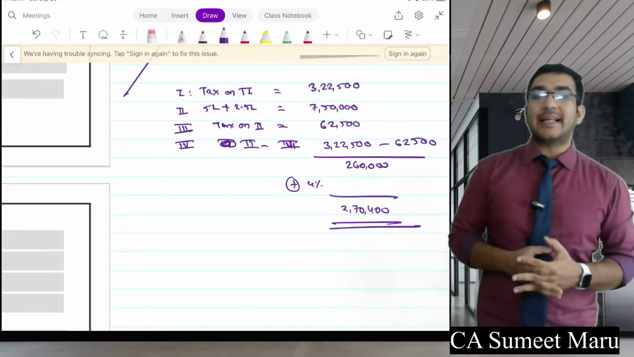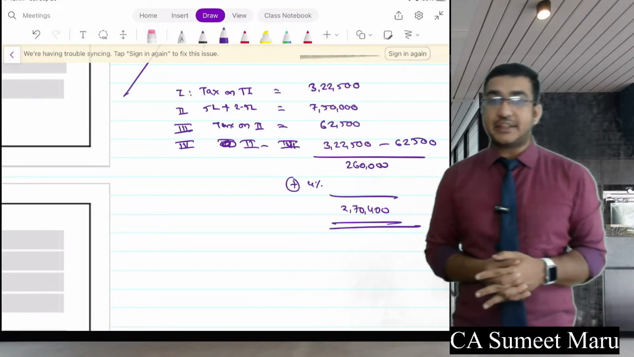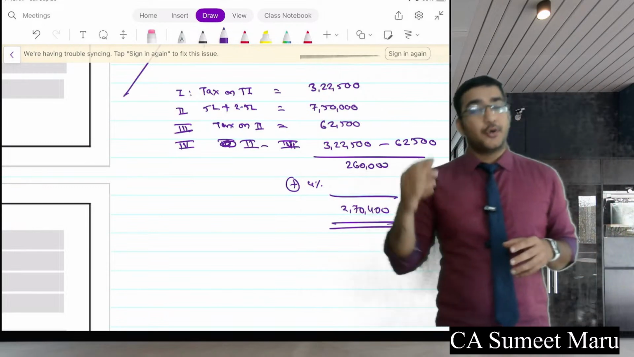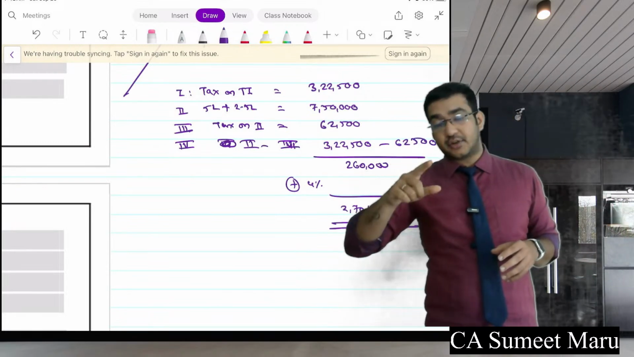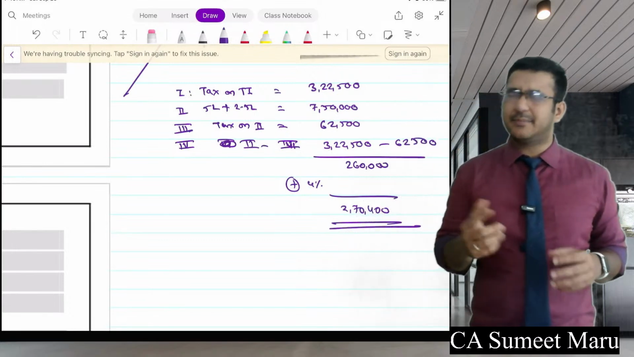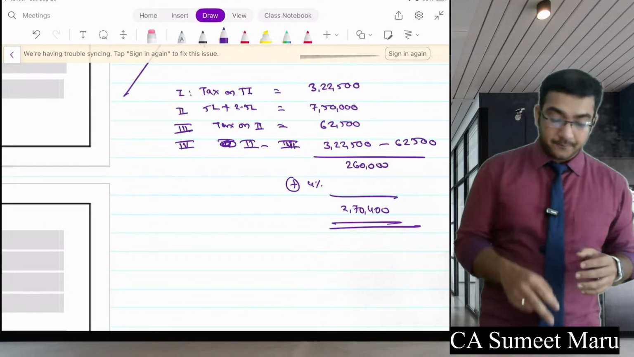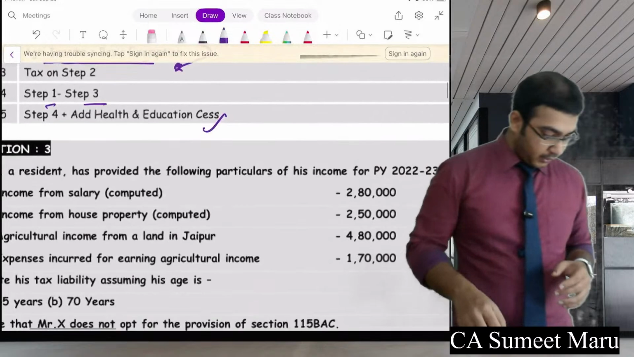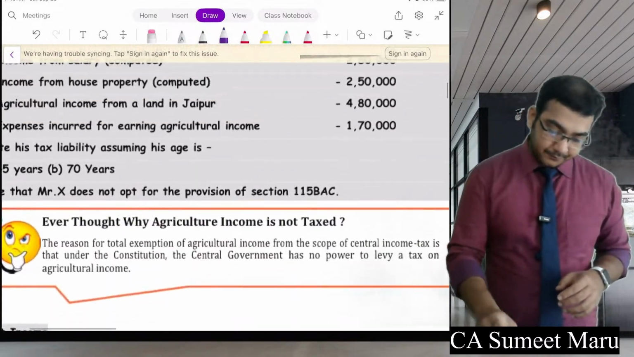So this is how you can easily solve a question when there is agriculture income and agriculture income is above 5,000, plus your total income, that is agriculture income plus non-agriculture income, is below or above the basic exemption limit, and you are an individual, HUF, AOP or BOI. Okay, perfect, very good.